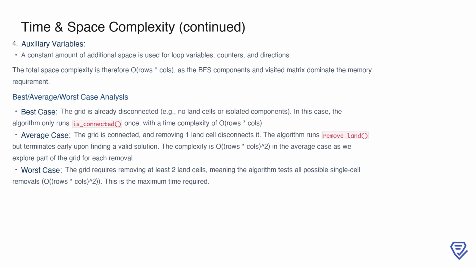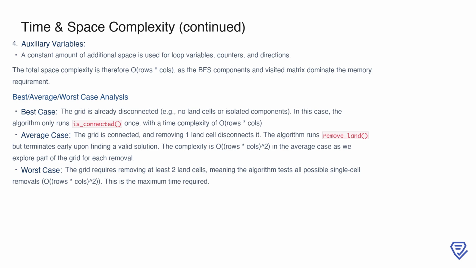In addition to the grid, visited matrix, and BFS queue, there are a few auxiliary variables like loop counters and direction arrays, but these contribute only a constant amount of space. Combining all these components, the overall space complexity of the algorithm is O(rows * cols), as the grid and BFS related structures dominate the memory usage.